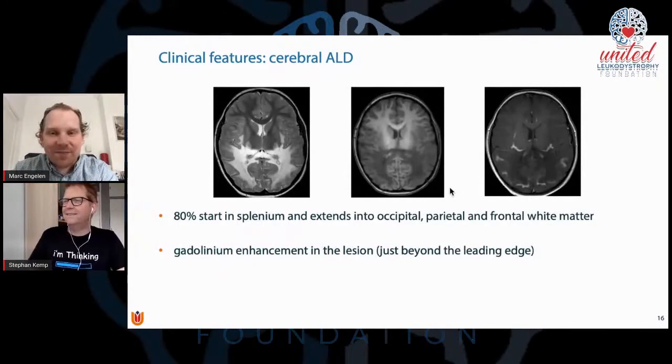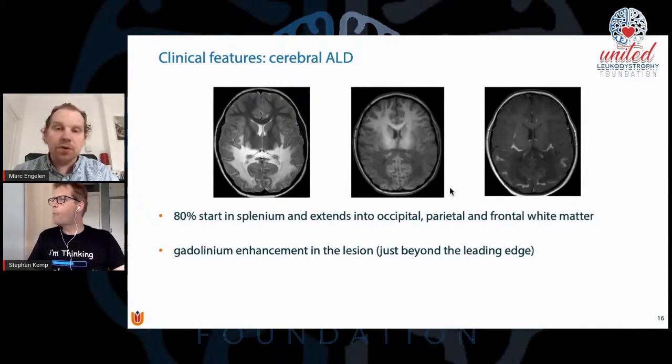Okay, and this is an example of cerebral ALD in a young boy, and you can see that if untreated, it will progress through most of the white matter of the brain, and you can also see that the contrast enhancement in these rapidly progressive cases is much clearer and hard to miss. Next slide, please.